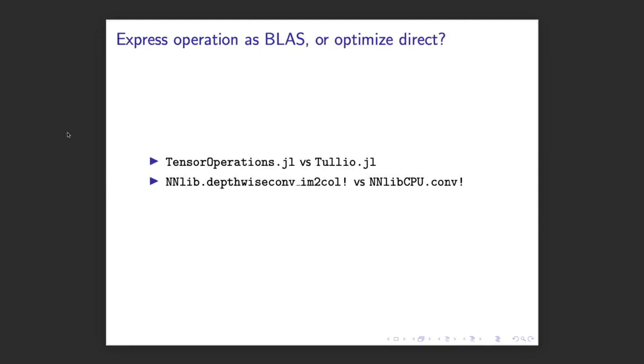It's common practice in other languages to optimize code by trying to express it as sequences of BLAS operations. It's also not that uncommon within Julia itself. For example, TensorOperations tries to convert Einstein notation into matrix multiplies, and similarly NNlib tries to, or does, implement convolutions in terms of matrix multiplies.